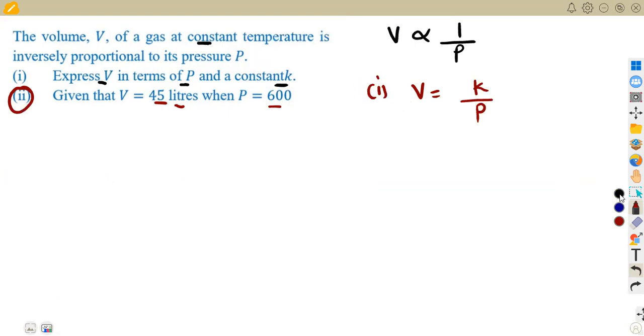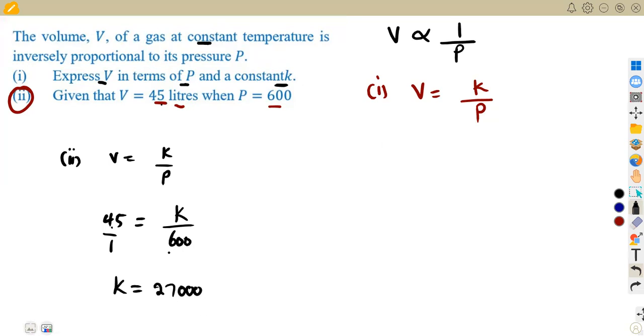So here, let us find K first, all right? So we're going to have our item 2. Remember that we are saying V is equal to K over P, and we are given V, 45 liters, is equal to K, which is the constant, over P, which is 600, all right? So you can cross multiply to find K. K is going to be 45 times 600. Just use your calculator here, and you're going to obtain 27,000.